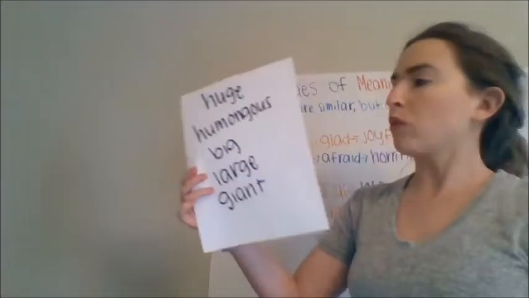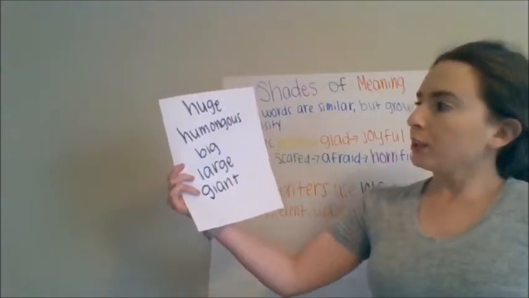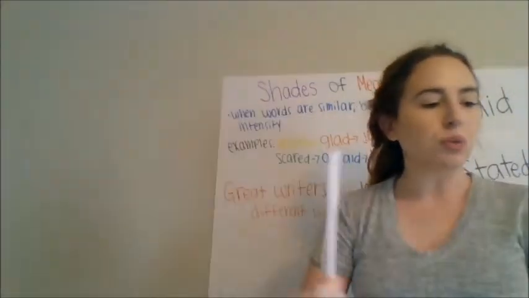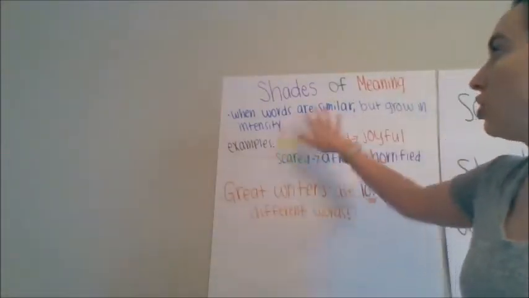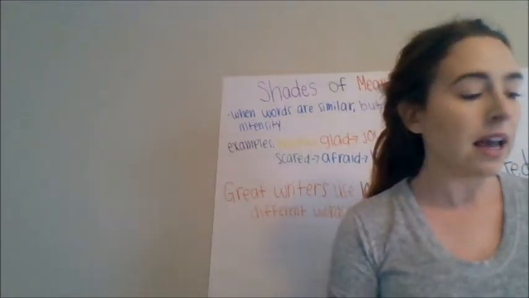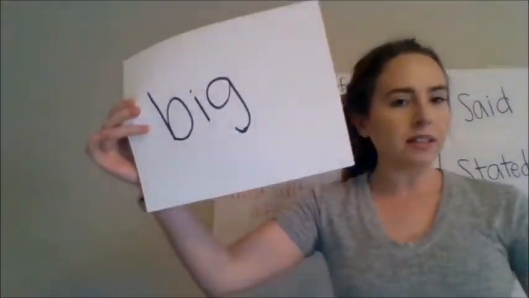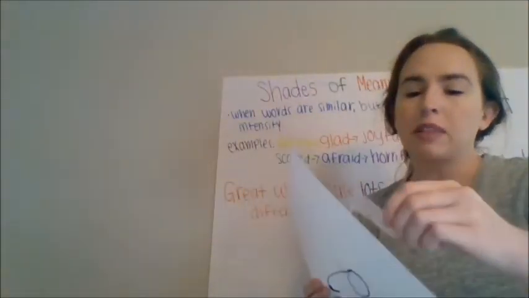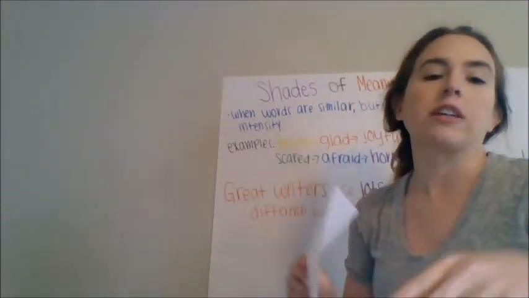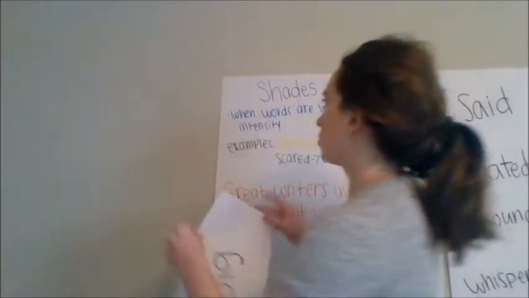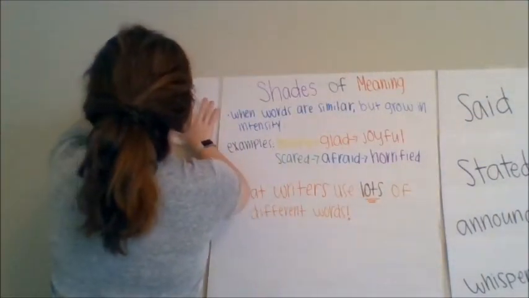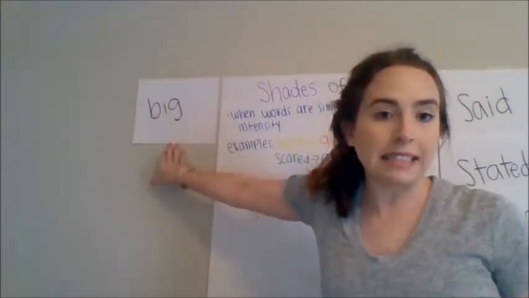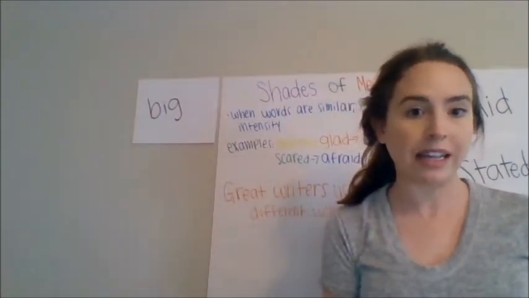All right, so the 5 words were huge, humongous, big, large, and giant. So the word that would go first in this shades of meaning sequence is the word big. This is just a very basic word that a lot of writers use. If you're calling something big, it's just pretty generic, like a big house. All right, so that is the least intense word from those 5 that I gave you.